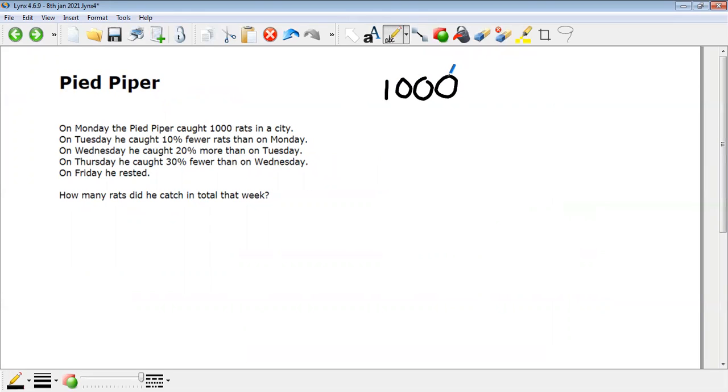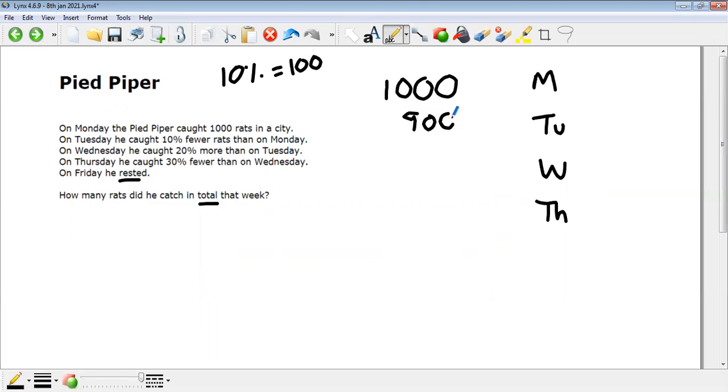Eventually, we're going to be given lots of information about the rats, and at the end, it wants to know the total. So, we're going to have to keep a bit of an eye on what happens here. So, M for Monday, T for Tuesday, Wednesday, Thursday, and then he has a rest. So, he doesn't do anything on Friday. So on Tuesday, he caught 10% fewer than on Monday. So 10% of that is 100. Just take that off, which means on a Tuesday, he's done 900.